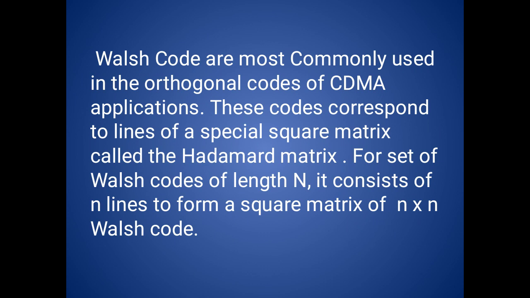These codes correspond to lines of a special square matrix, and that matrix is named the Hadamard matrix. I will show you how that matrix will be designed and what is the content in the matrix. For a set of Walsh codes having length capital N, it consists of small n lines to form a square matrix of order n into n, and that code is called Walsh code, and that matrix is called Hadamard matrix or special square matrix.